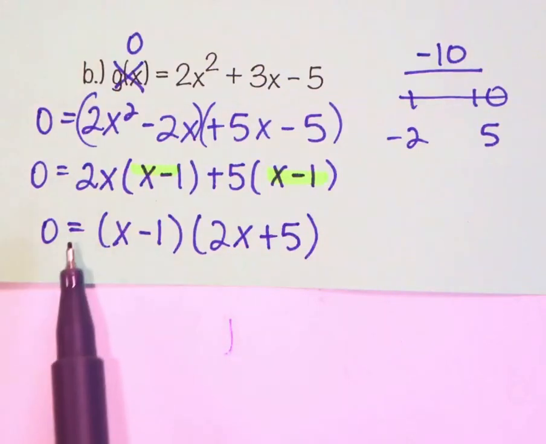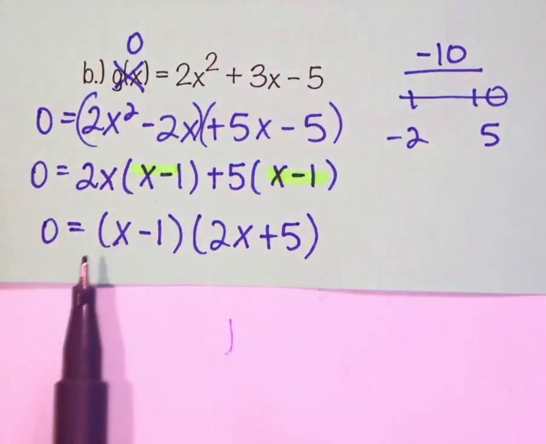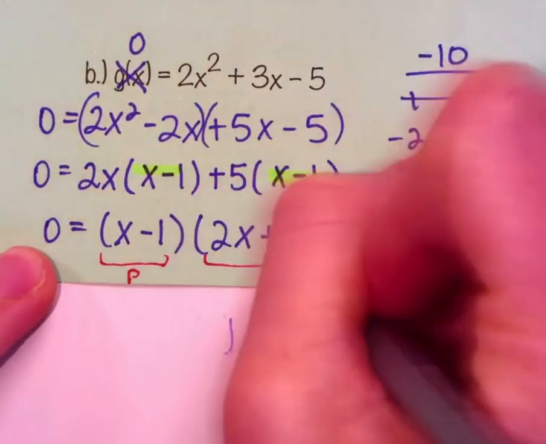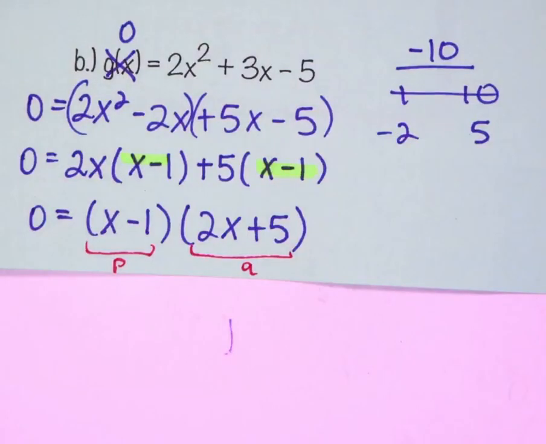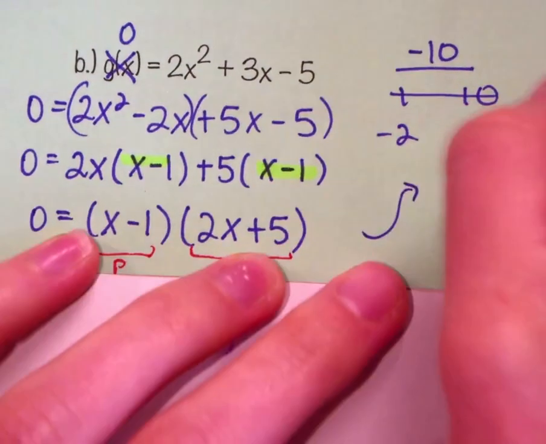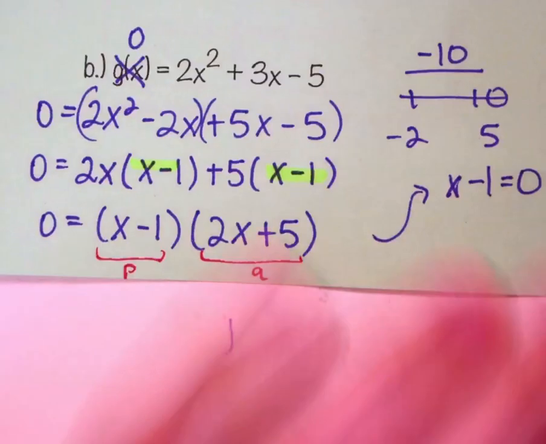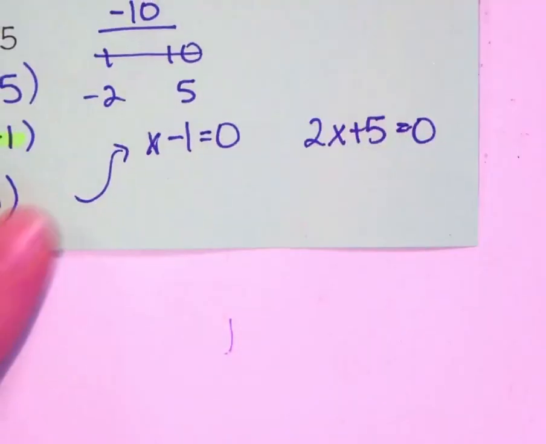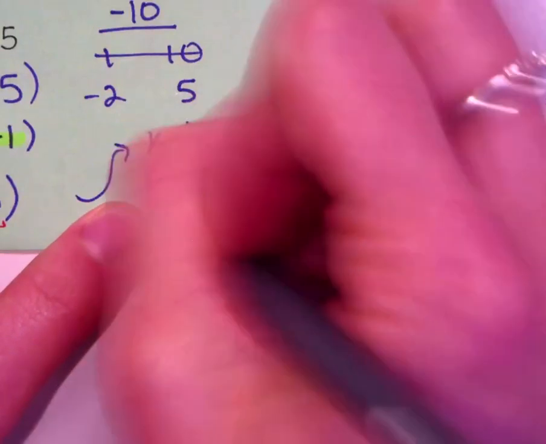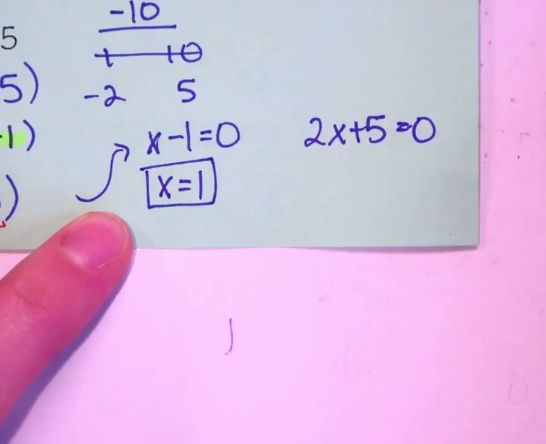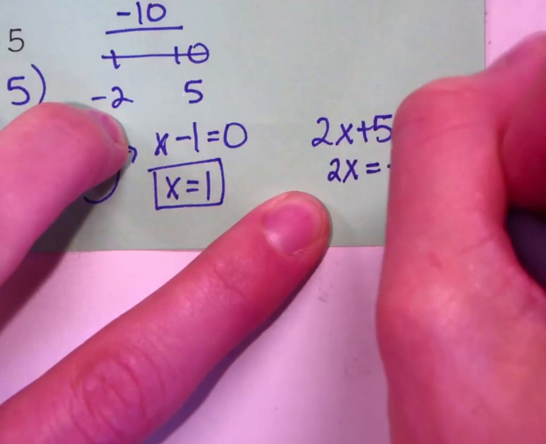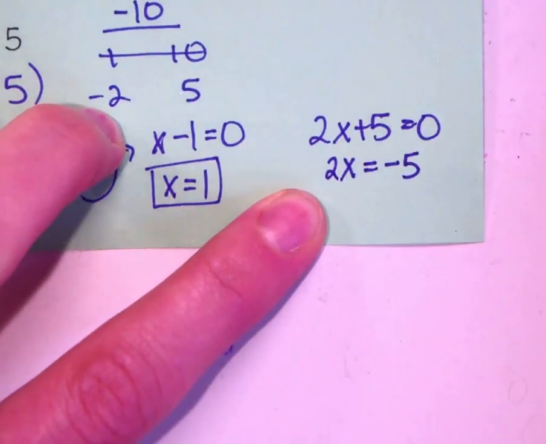So if I'm solving for x, because again I've got an equation and we always solve equations, if this quantity times this quantity is equal to 0, then that means that either this is equal to 0 or this is equal to 0. So when we solve, this would be +1. And when I solve this one, this is going to be 2 steps. So 2x would equal -5.